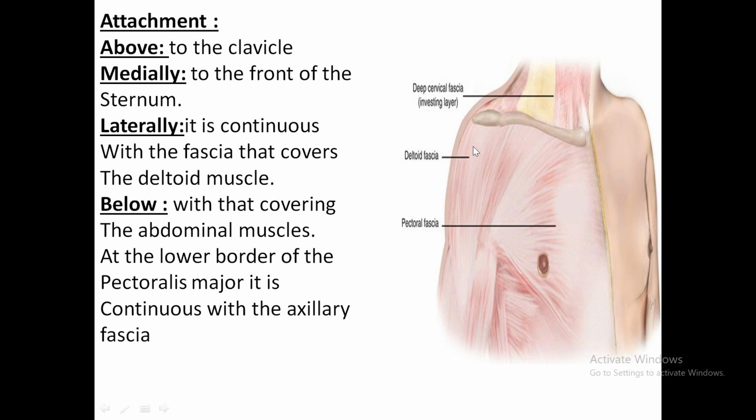This is the deltoid muscle, and the fascia covering the deltoid is the deltoid fascia. Below, it is continuous with that covering the abdominal muscles. At the lower border of the pectoralis major, it is continuous with the axillary fascia in the axilla.